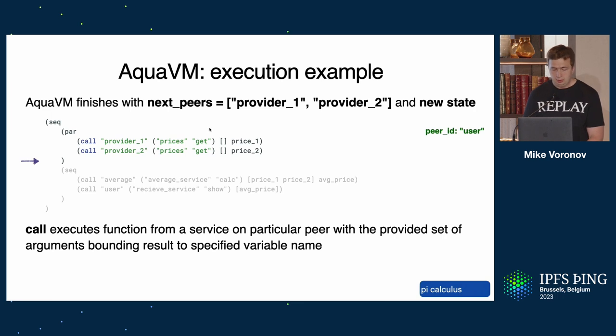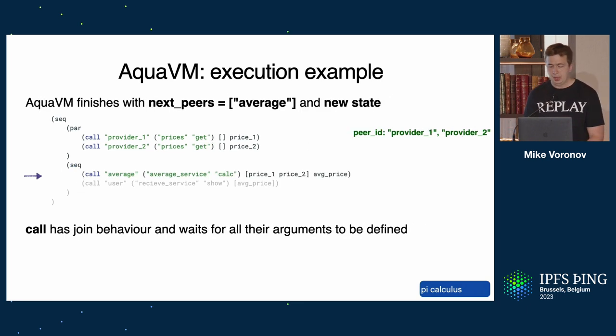Okay, and now this is how the runtime works. The runtime that executes AquaVM obtains these two next peers and should send this data to these two peers simultaneously. Or whatever, AquaVM doesn't consider it. It's on the next level of abstraction. And then on each of these peers, provider one and provider two, the same code will be executed.